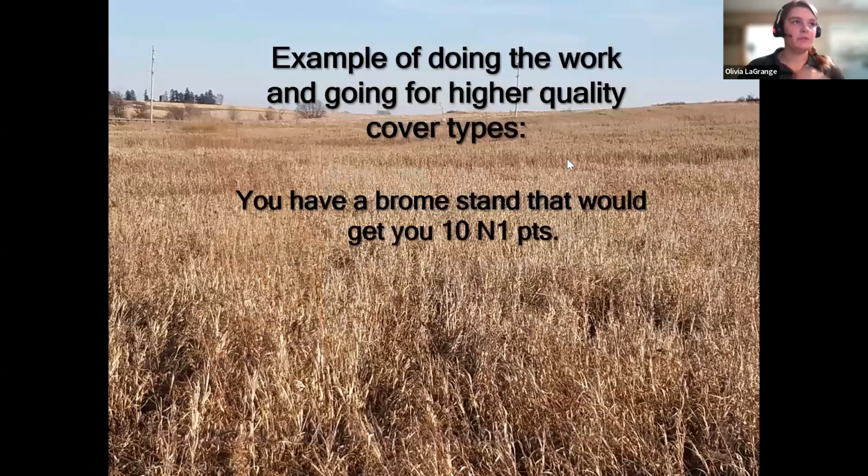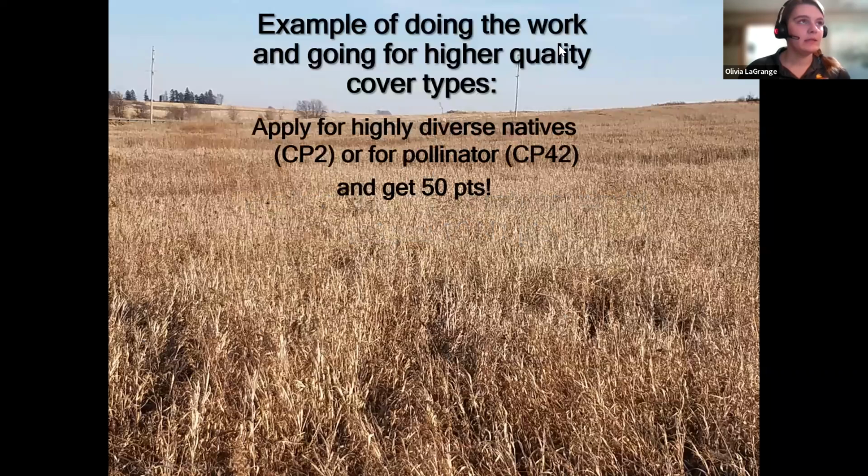So here's kind of an example of doing the work and going for higher quality. This is a brome stand, and it's just about 10 points for your N1 score. Not a lot going on here, not a lot of great habitat, not very pretty. But you could increase your quality of work and add in diverse natives, CP2, and then CP42, and you could get up to 50 points for that enhancement, or even for changing from a monoculture to do only 50% of that field, or you can change it entirely as well to something more like this.